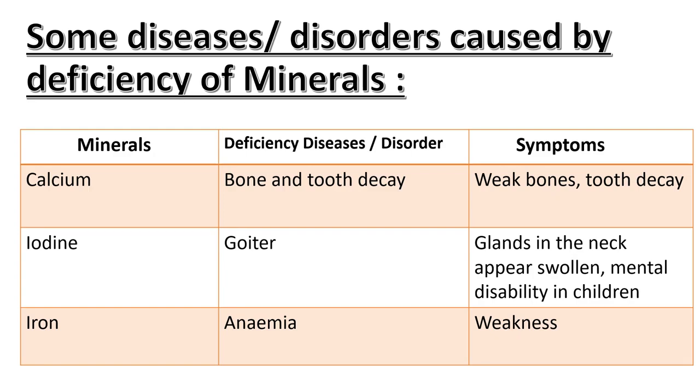Deficiency of iodine in diet may lead to a disease called goiter. In it, glands in the neck appear swollen, and mental disability in children can also be expected. Deficiency of iron in the diet may cause anemia. The common symptom of anemia is having weakness.